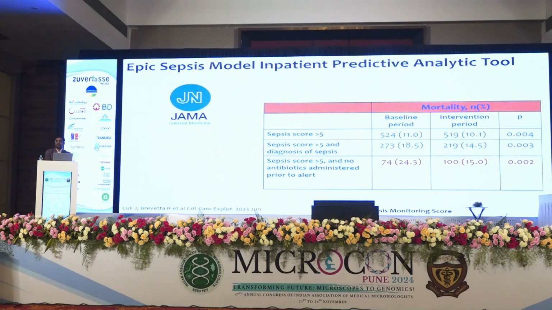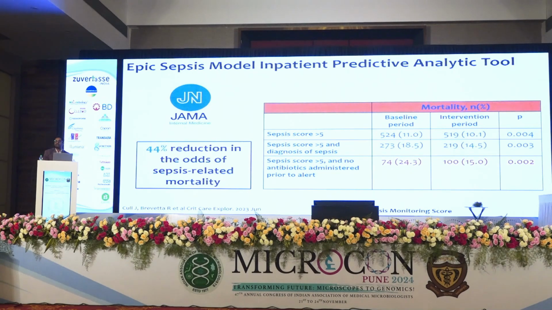And they have seen the baseline period when this tool was not alerting the physicians, and when this tool has been integrated in the data set, and it gives the alert if the sepsis score is more than 5. So you can see in the last row how this has helped in decreasing the mortality. In the baseline it was 24.3%, and in the intervention period when it is giving alerts to the physician, the mortality reduced to 15% per se. And overall, the reduction was 44% in the odds of sepsis-related mortality.